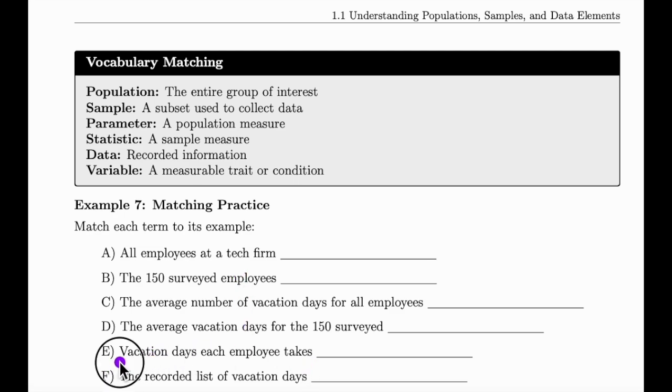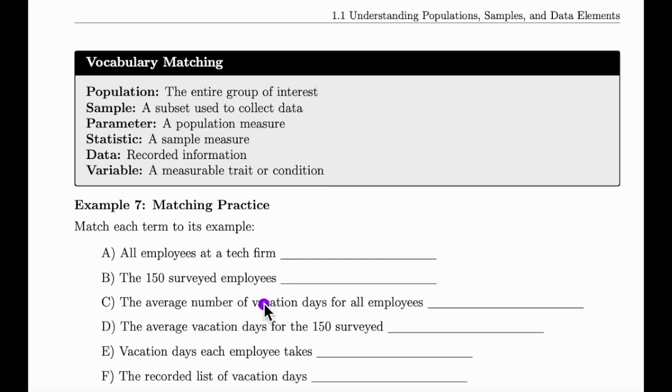So Part E says the vacation days that each employee takes. So this is what we're going to be asking each employee, and each of those answers are going to take on a different value. This is the question that we're asking. So for Part E, this would be the variable. That's the trait or the condition that we're looking for.